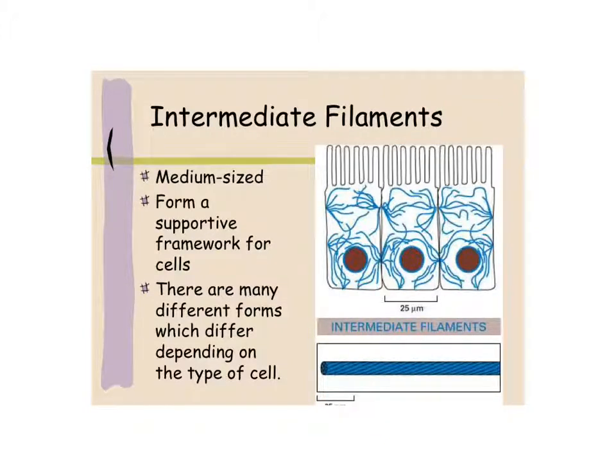Finally, the third type of fiber that you find making up the cytoskeleton are the intermediate filaments, and they're simply called that because they're intermediate in size. They're medium-sized. Their job is to form a supportive network for cells. There are many different forms of intermediate filaments, which differ depending on the type of cell.